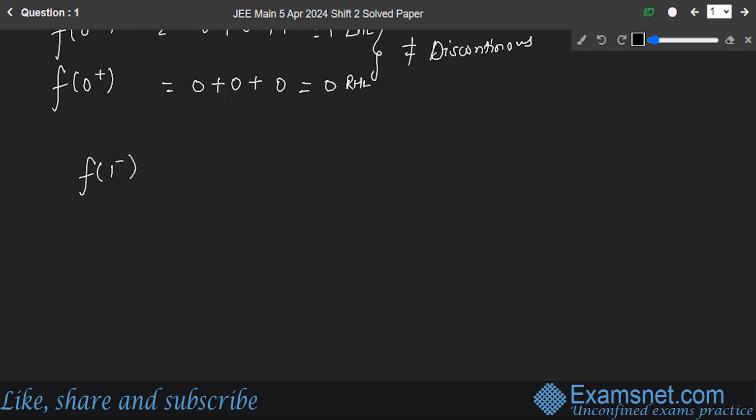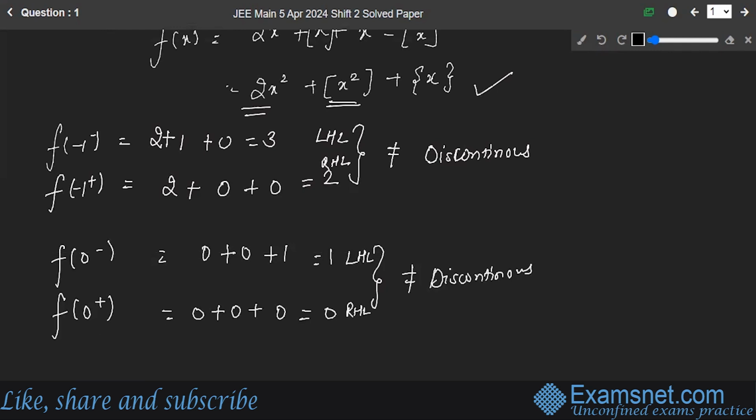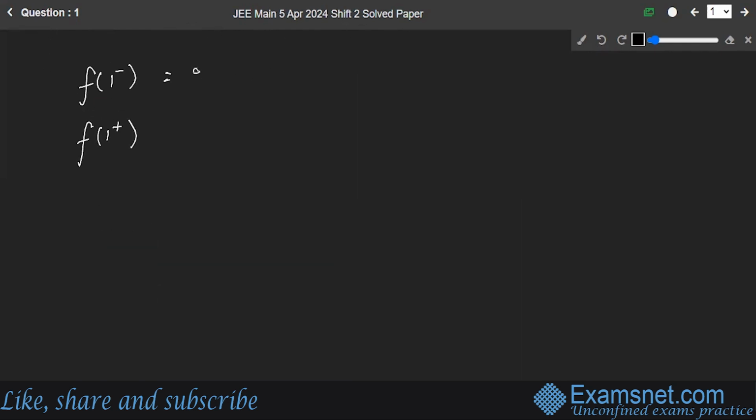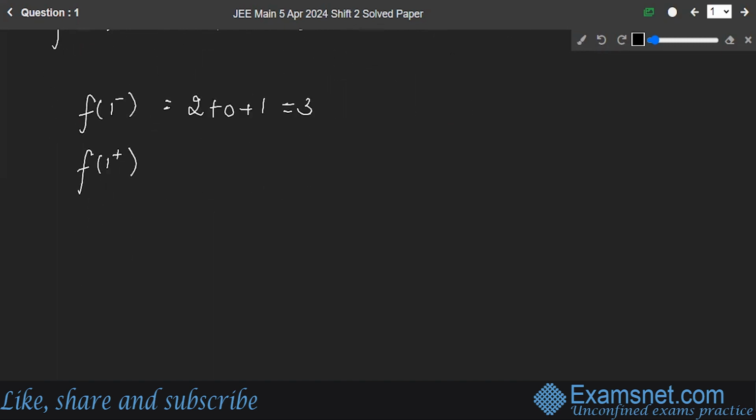Now let's go for f of 1 minus and f of 1 plus. For f of 1 minus, this will give me 2 plus 0 plus 1. And for 1 plus, this will be 2 plus 1 plus 0 again. So this is the left hand limit and this is your right hand limit. They are equal, so the function is continuous at this point.